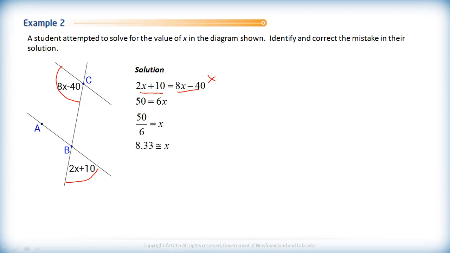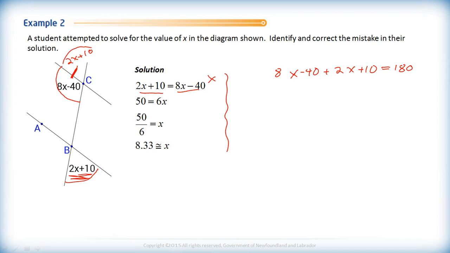I don't think that that's right, because it looks to me like we should probably take the, which one do you want to use? Let's take 2x plus 10, and let's say that its alternate exterior angle up here should also be 2x plus 10. Okay, so that's one way to look at this. And then what we know is that those two angles are supplementary along a straight line, so they should add up to 180 degrees. So let's fix this up. We should have 8x minus 40 plus 2x plus 10 should give us a total of 180 degrees.